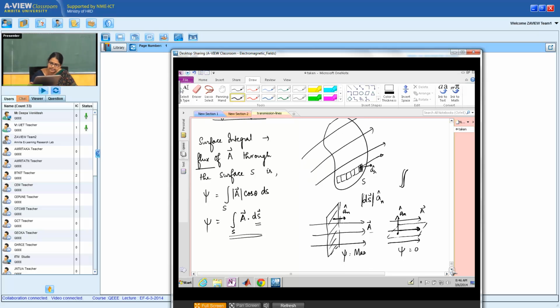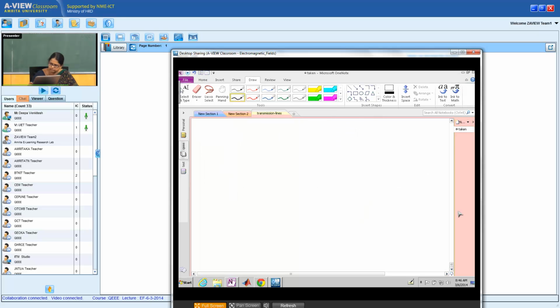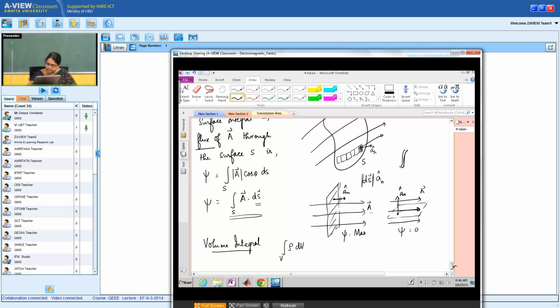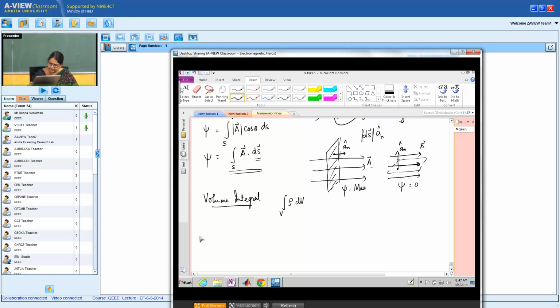Now similarly you can extend it to the third dimension and talk about the volume integral. I am not going to go into detail, you can extend the whole thing to the third dimension, it's rho dV. Now the next concept that we want to know about, after talking about line integral, surface integral and volume integral, is the gradient of a scalar field.